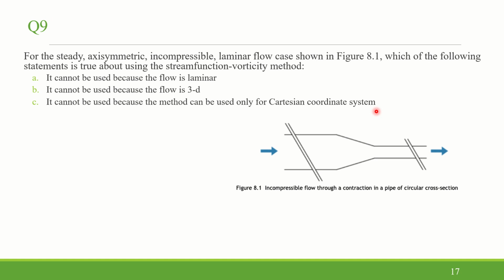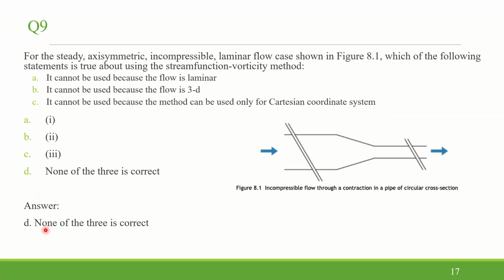So coming to the options, option A is 1, option B is 2, option C is 3, option D is none of the three is correct. So we know that option D is the right answer. That is, none of the three is correct, because all the given statements are false. Now we will go to question 10. Okay, the answer is option D. None of the three is correct.